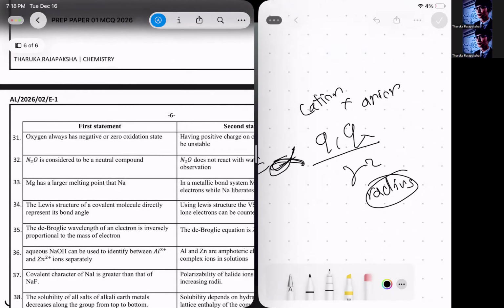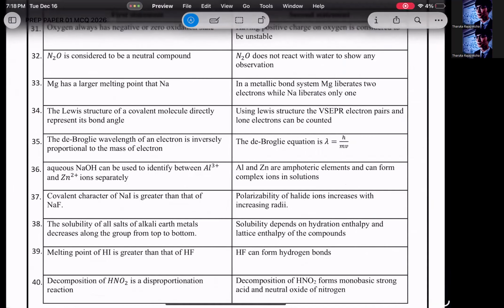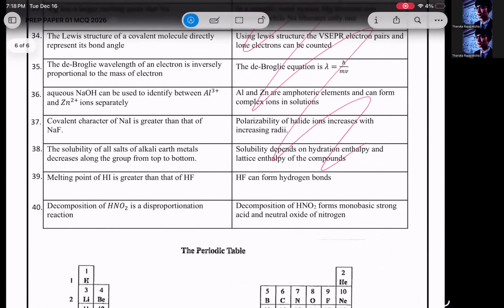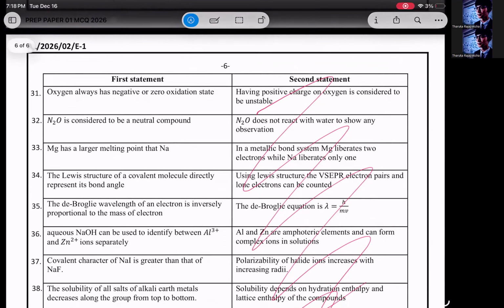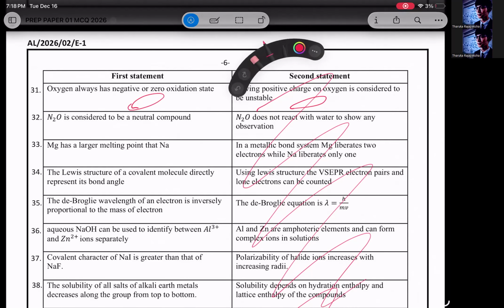Right. So let's go for the last few questions. What I want you to do is cover one side. Again, when you're doing the paper, cover one side and do the first side first. Then open the other side and do the other side. Don't do them together. Don't read this one and then read that one and mark. That's good if you are good in chemistry. But if you're average, then read the first statement and then read the second statement separately. I'm going to do it like that.